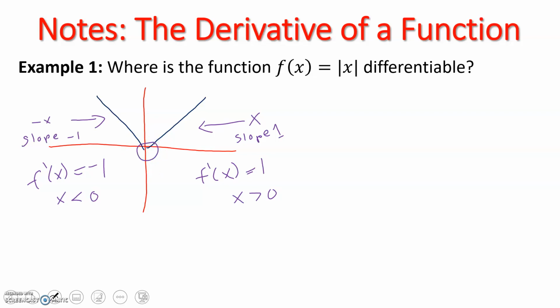So where is the function f of x equals absolute value of x differentiable? Well, it's differentiable on the intervals -infinity to 0, union 0 to infinity. So everywhere but that point where the two sides of the absolute value meet at the origin.